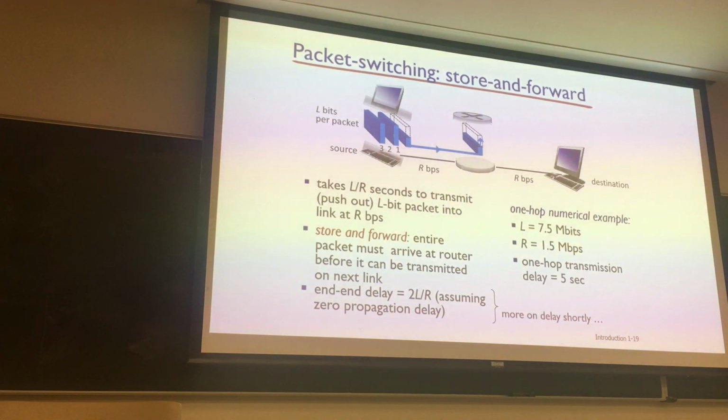It takes 5 seconds for the host to push all the bits into the link to this router. After the router receives the entire packet, it takes a look at the destination address and decides where to send it next. In this one-hop example, the router has a direct connection with the destination, so it will send it onto the destination.